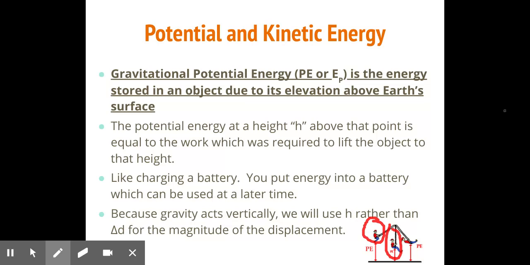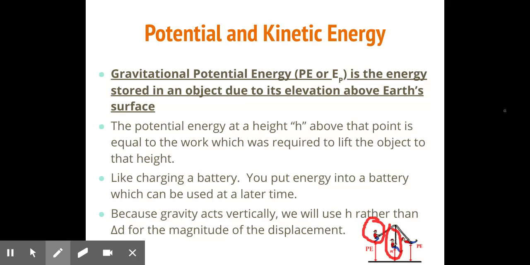So, like charging a battery, you put energy into a battery which can be used at a later time. Now, I don't really like this verbiage, but it's not a terribly bad way to describe it. The only problem I have with it is that I explicitly talked about how it's not like you're building energy, as say you're climbing stairs, as you're moving vertically.